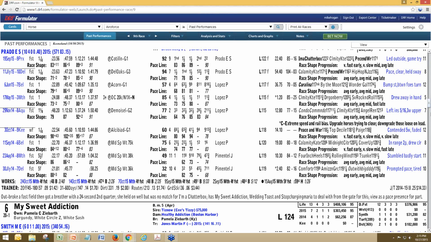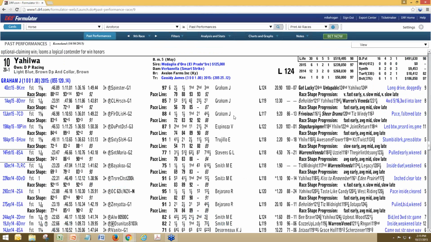She ran well in the Fleur-de-Lis, ran well in the DuPont in terms of pace. But from post position number 10, for jockey James Graham to actually get to the lead and get over and clear the field, he would really have to send Yahilwa early. And when you look at the way the horses line up in the starting gate post position wise, I think it makes it more likely that Calamity Kate would make the lead in this spot than it would Yahilwa.